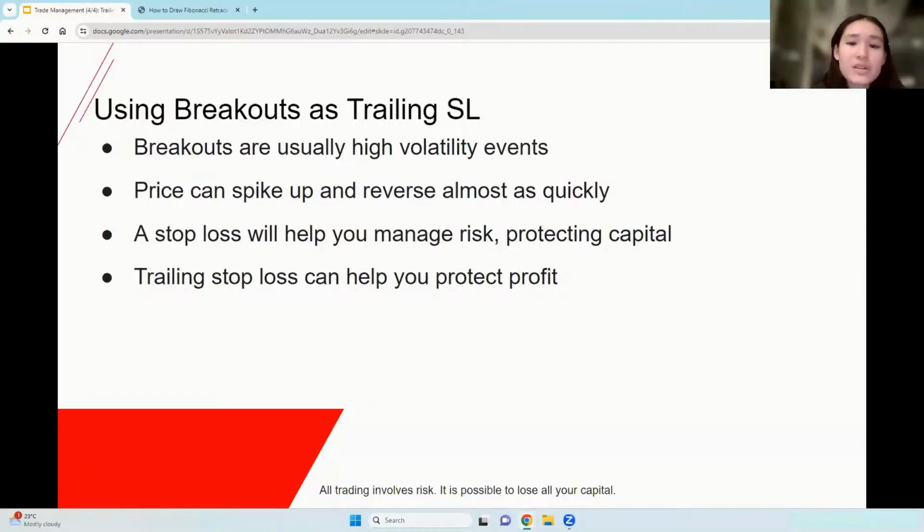Using breakouts as trailing stop loss. Breakouts are usually high volatility events, and price can spike up and reverse almost as quickly. So stop loss will help you to manage risk and protect your capital, and a trailing stop loss can help you to protect your profit.